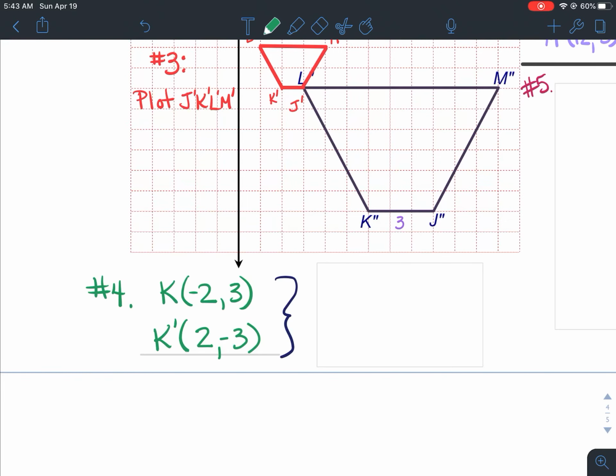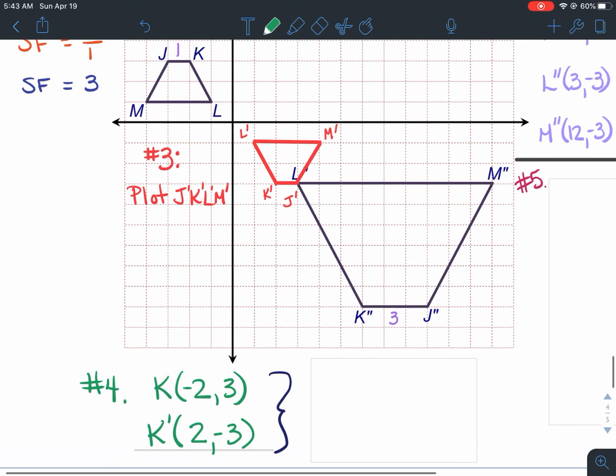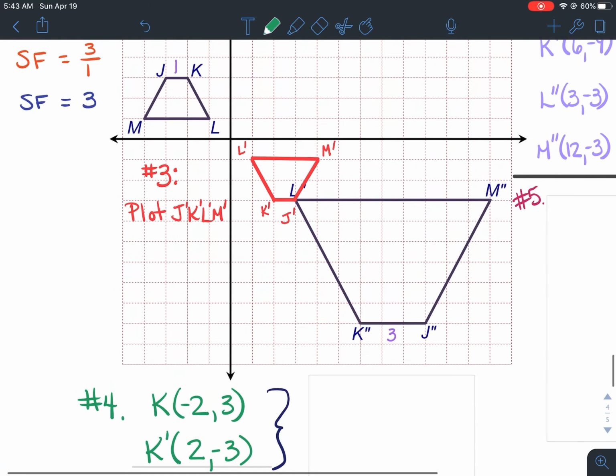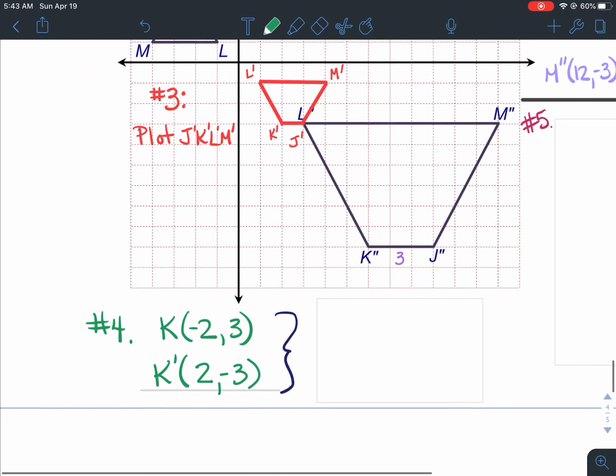All right? We know that it has to be a rotation, and the only reason we know that is because if you look at your letters, if I would move this over, L would not be directly across from L prime, and M would not be directly across from M prime. So it's not an opposite orientation. It's a different orientation. So a rotation occurred.